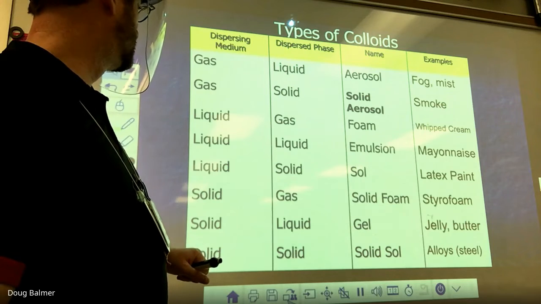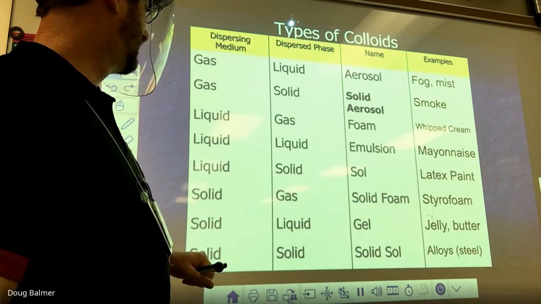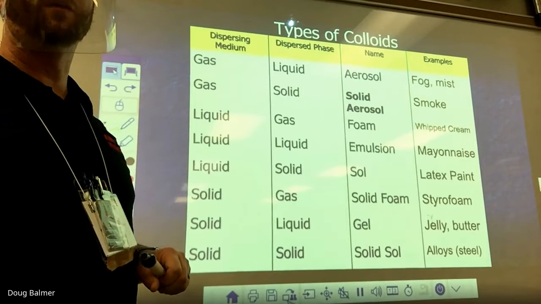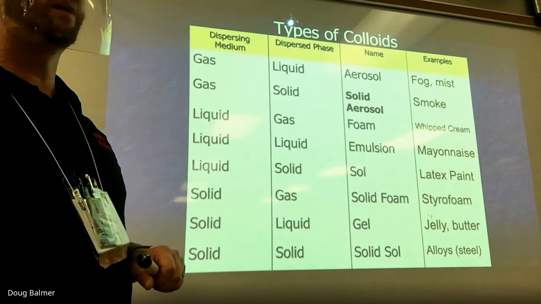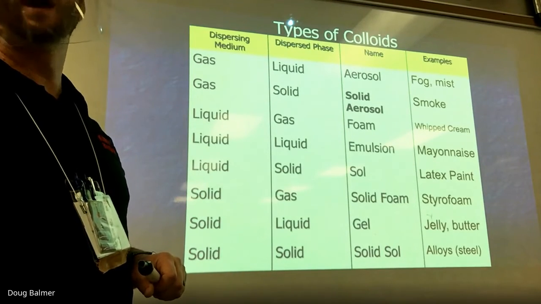We're getting pretty close to Thanksgiving. What do you do with turkey fat on the stove? Oh, liquid turkey fat. I love dumping that on mashed potatoes.